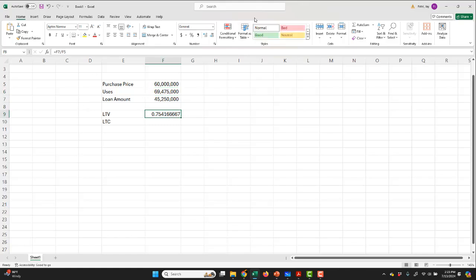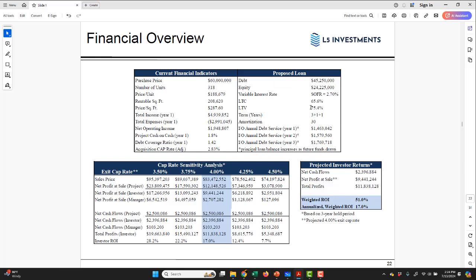Okay, so if we convert this to a percentage by clicking on the percentage here, 75.4%. So let's verify that in the presentation. Okay, so you can see here 75.4. So that's how they got this loan to value.